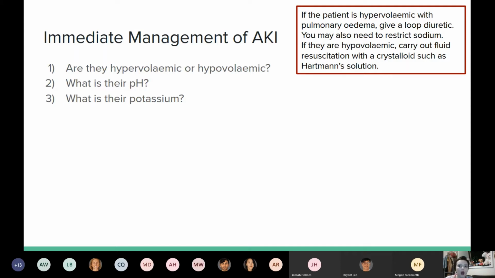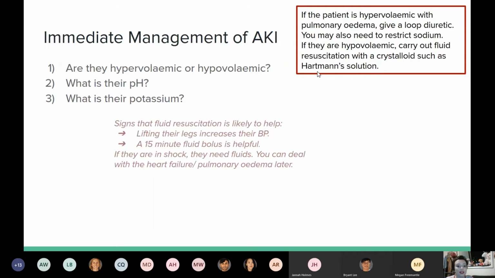In contrast, if they're hypovolemic, you're going to need to carry out fluid resuscitation. I've said such as using Hartmann's solution. For anyone who's looked at what's in different fluids, you'll realise Hartmann's is very high in potassium. So don't just automatically give it. You need to be aware of what their full picture is.